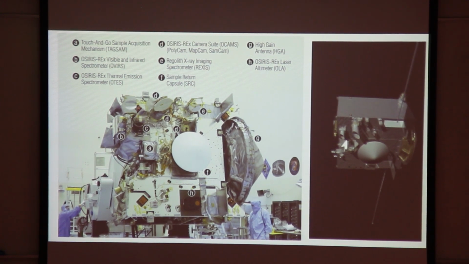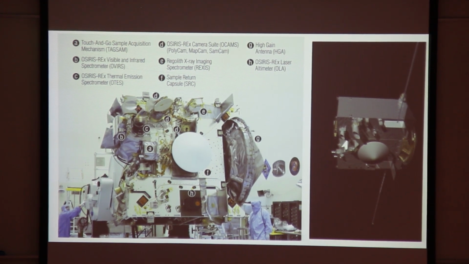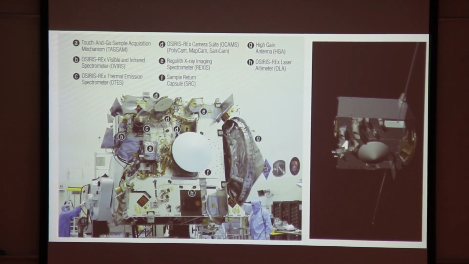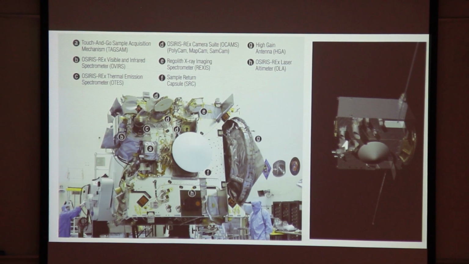The spacecraft has plenty of very interesting instruments. There are two spectrometers. One works from visible, about 400 nanometers, up to about 4.3 microns, so you get a real understanding of spectral properties, and there is also a thermal emission spectrometer, going from 5 microns up to 50 microns.